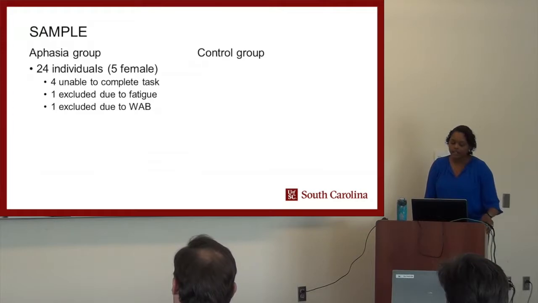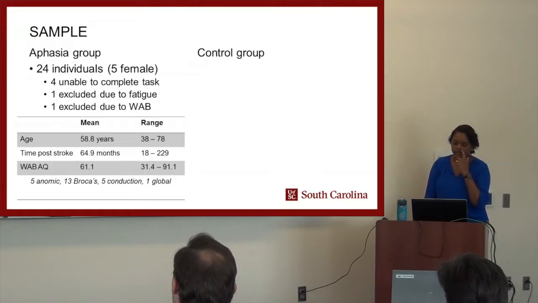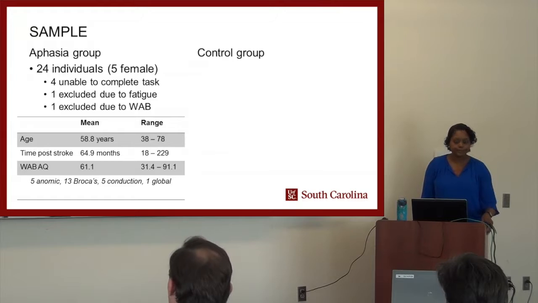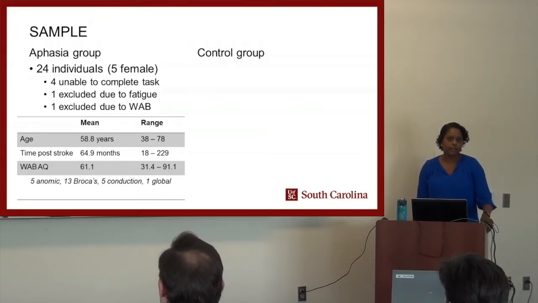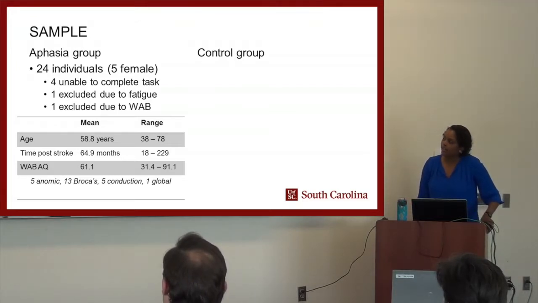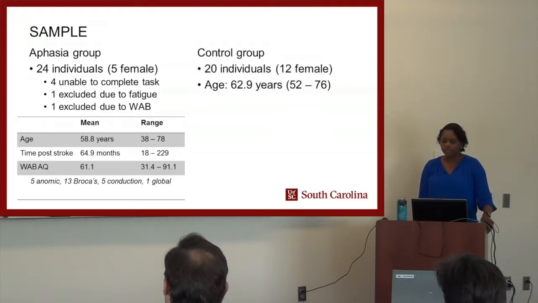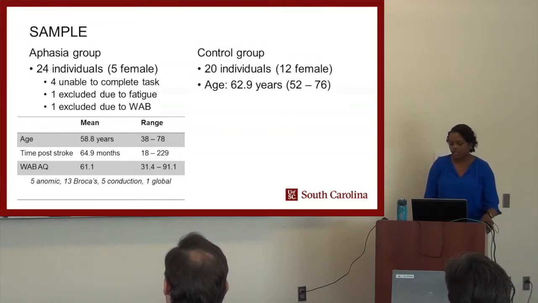So we ended up including 24 individuals in the final analysis. There were 4 who were unable to complete the task. 1 was excluded due to fatigue, and another 1 was excluded who scored just above the cutoff for the WAB. And you can see some of their demographic information in the table here. They're about 60 years old, about 5 years post-stroke, but there's a wide range there. And the average aphasia quotient on the WAB was about 61. The control group, we had 20 individuals, and they were about 60 years old as well.